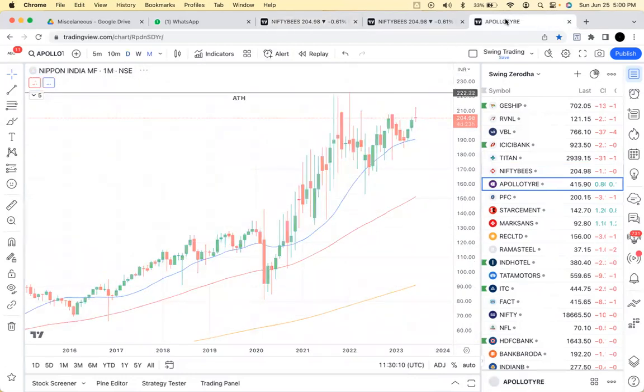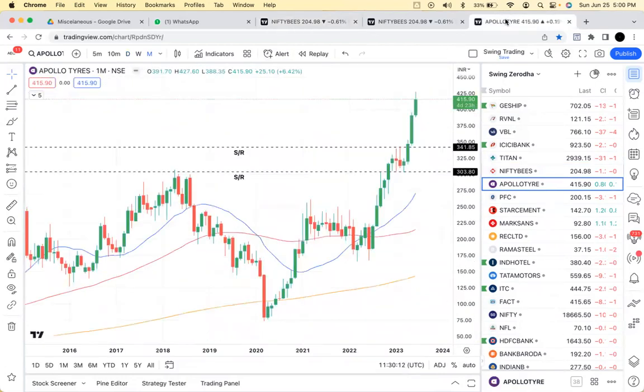Now let's go to the next one, Apollo Tire. On the monthly chart, look what's happening to Apollo Tire.